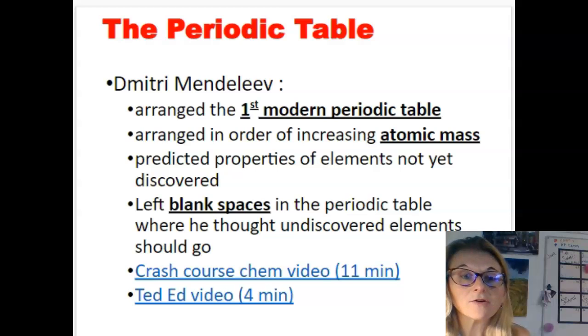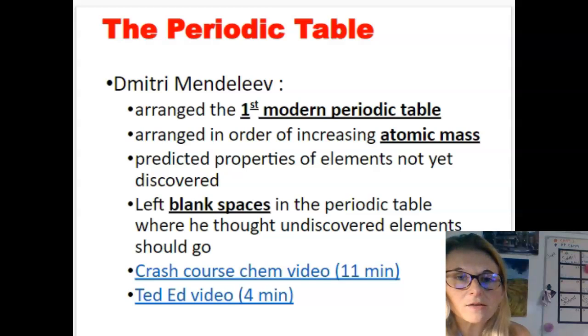The first modern periodic table was arranged by Dmitry Mendeleev, a Russian, who arranged the periodic table by atomic mass. So atoms that were really small were in the beginning, and they were arranged as they got bigger and bigger. The other neat thing that Mendeleev did was he could predict properties of elements they had not yet discovered.